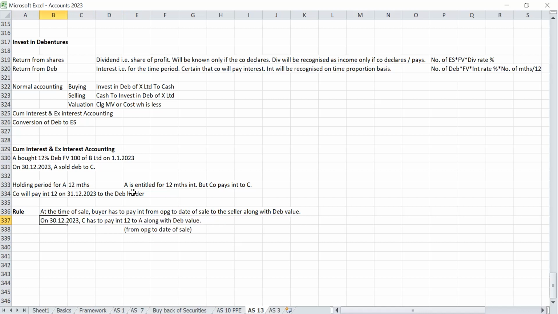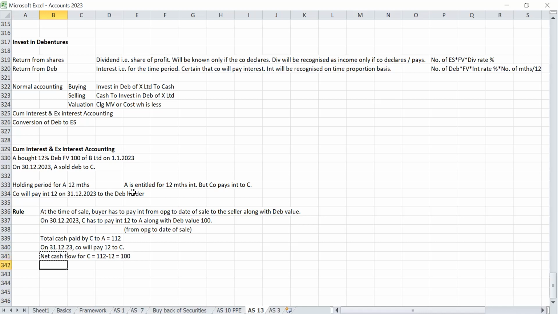Along with the debenture value of 100. So, what is the total cash paid by C to A? 112, sir. 100 plus 12. Right? Yes, sir. Next day, the company will pay 12 rupees to C. Correct? Yes, sir. On 31st December 2023, the company will pay 12 to C. Now, what is the net cash flow for C? 112 minus 12, 100.